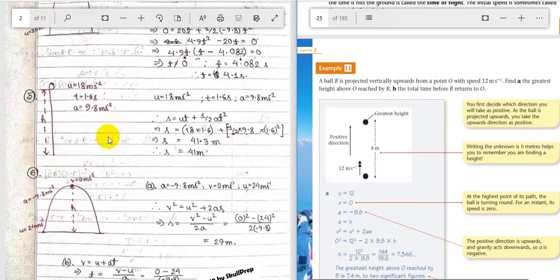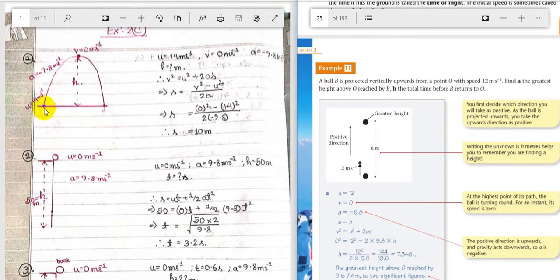So the diagram would be like a curved parabolic line, and this is the starting point. Let's imagine this is O and we projected the ball upwards from this point, so it will move through this curved path and this is its maximum point. Then from this point it moves downwards through this curved path, and this is its ending point. And this is the velocity at the maximum point, that is going to be 0.